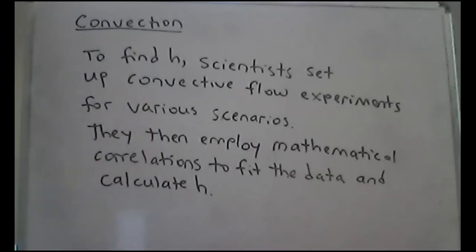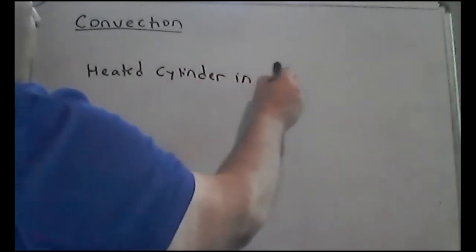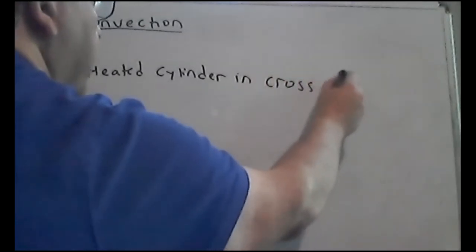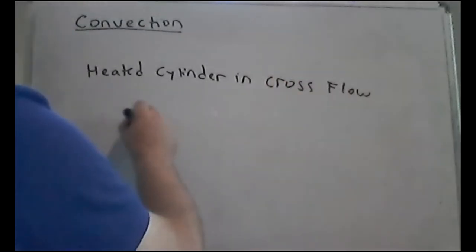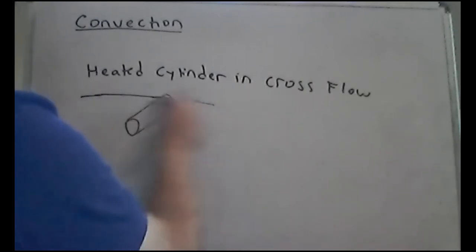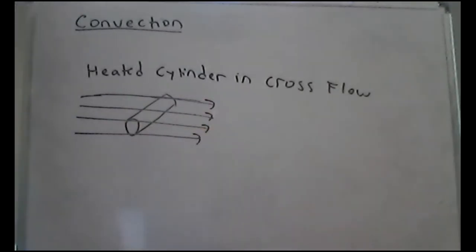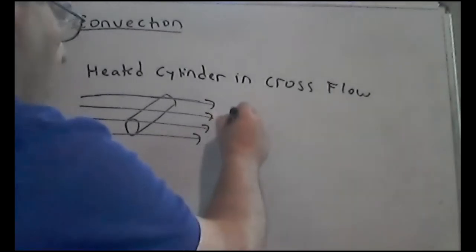For instance, they might do an experiment where they have a heated cylinder in cross flow. So you might have a cylinder of some sort of length, and then it's under some sort of a cross flow of a fluid. And you do that experiment, and they give you some way of calculating H.